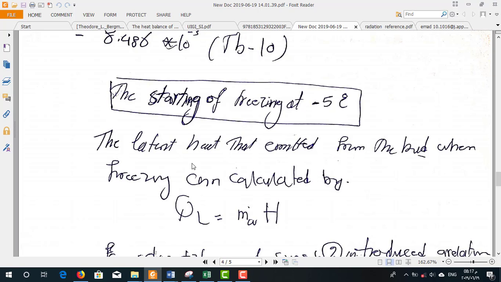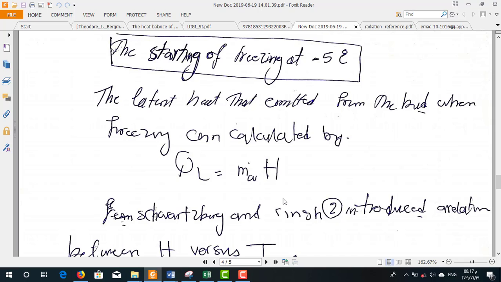And this has a relation with pressure, but we can't determine this by pressure or impurities because we don't have the complete compensations of the pod, so this value mainly depends on the graph that you send. Okay. The latent heat emitted from the pod when freezing can be calculated by QL equal to m dot water times H. M dot water is the water stored in the pod that will transfer to ice. H is the latent heat of the water.